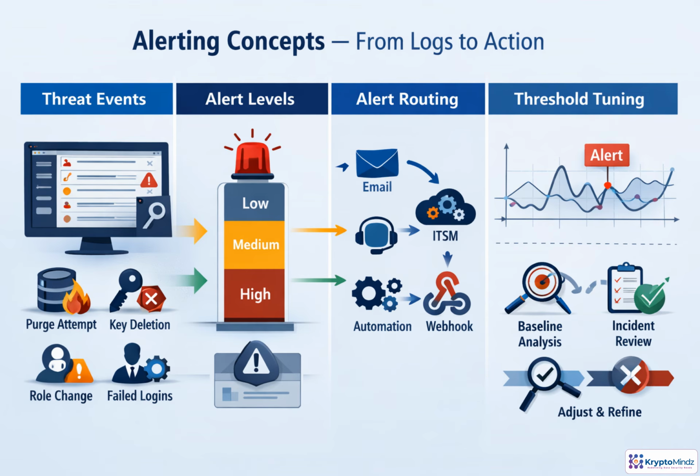Alerting is the bridge between raw logs and real response. Decide which events truly matter. Purge attempts and key deletions are usually critical, while repeated failed authorizations might be high priority. Then assign a severity based on business impact and environment, and route each level to the right channel or team. Treat thresholds as living settings. Use baselines, false positives, and incident reviews to continuously tune and reduce noise.